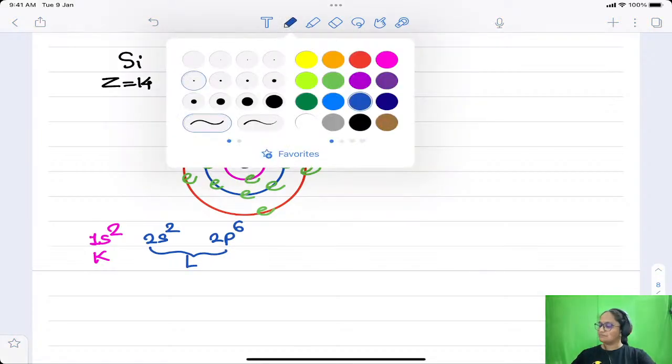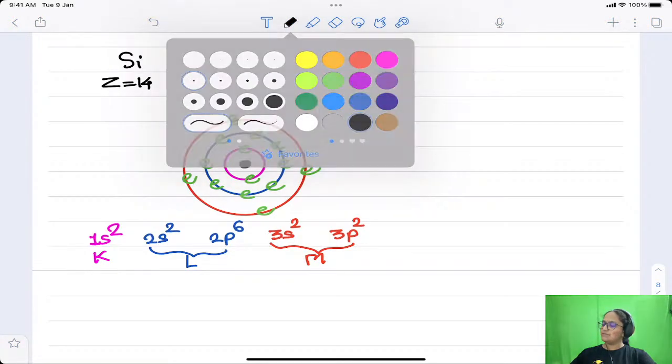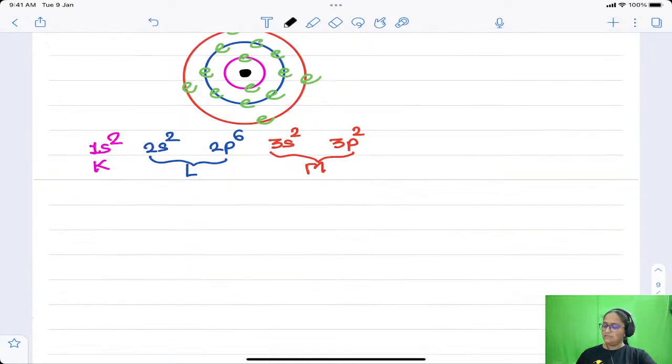And after that, remaining electrons will enter in third shell, that is M shell. So M shell is divided into 3 subshells, 3s, 3p and 3d. 2 electrons will enter in S, remaining 2 will enter in P. 3d is containing no electrons, so you can delete it. So this is the M shell, right? Therefore electron configuration of silicon will be 1s2, 2s2, 2p6, 3s2, 3p2. Okay, so this is the electron configuration for silicon.